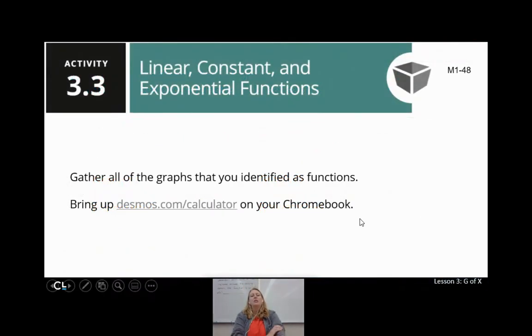I want you to take all of the graphs you've identified as functions, the ones you wrote their domain and range on, awesome sauce. I want you to gather all these graphs, and you're going to want to bring up desmos.com/calculator on your Chromebook because we're going to be using it. We're not jumping into that right away, but have it ready to go for when the time comes.